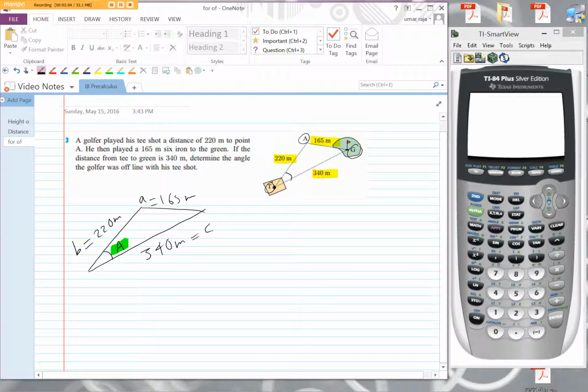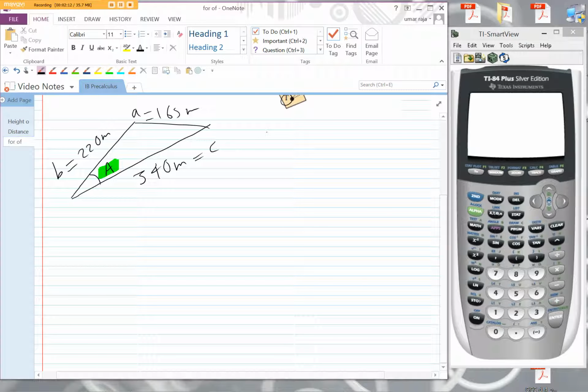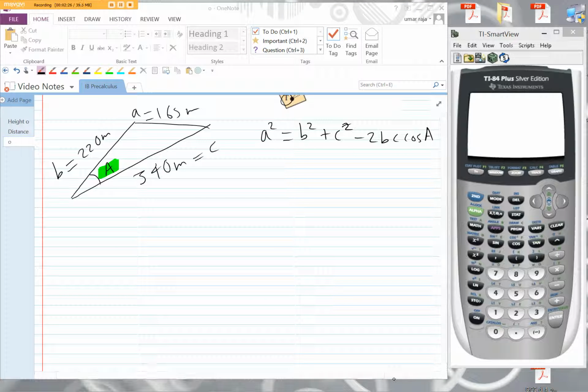Alright guys, once you have the triangle written out with the measurements on it, what you want to do is write out the law of cosines. So this is what the equation looks like: A squared is equal to B squared plus C squared minus 2BC cosine of A. At this point you can start plugging in the values.